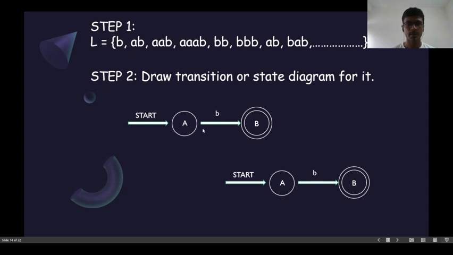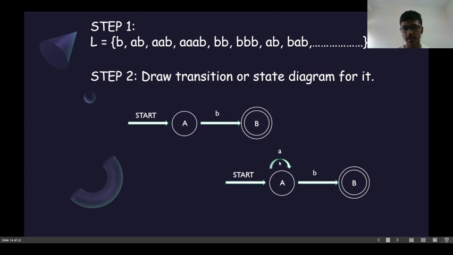Here, when A gets b, it goes to B. That is, A is getting the b and it's going to the end state, which is nothing but B. Let's see how we can derive all these things. When it comes to a's and b, we can create a self loop in A, so that with a's it stays in A and then it will go to the end state with b.